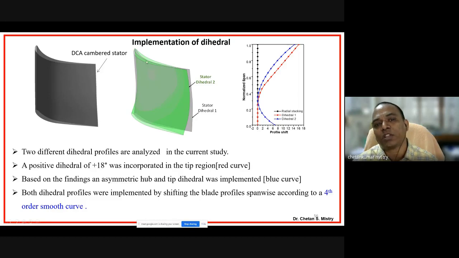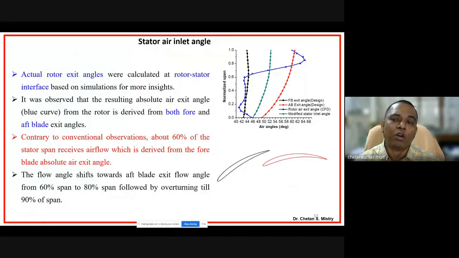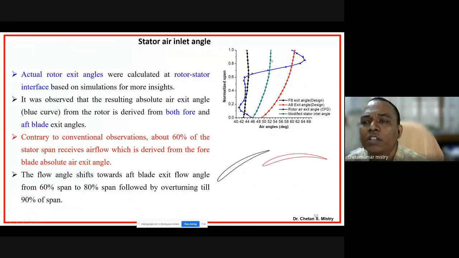Just look at the stator blade, it is 3-dimensional in shape. It has this kind of distribution of angle, that's called dihedral. Now once we do this study, try to understand these are the design angles for my front rotor and the rear rotor, and this is what we have achieved with the CFD study.